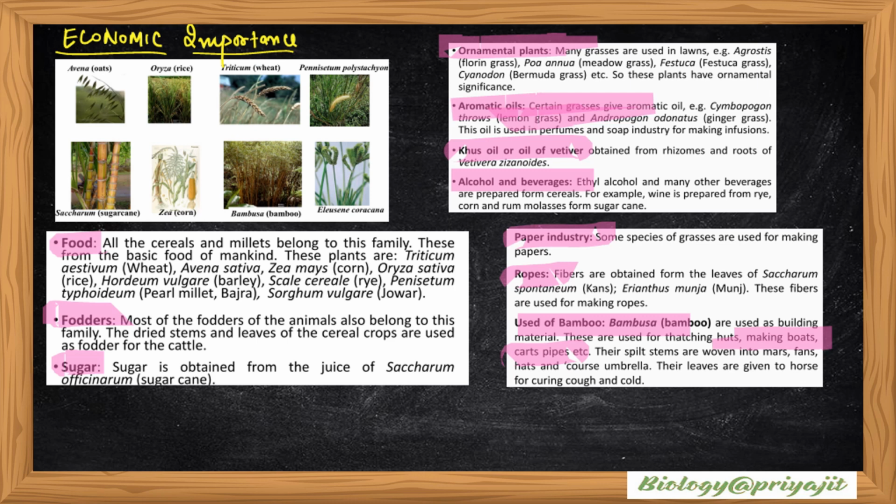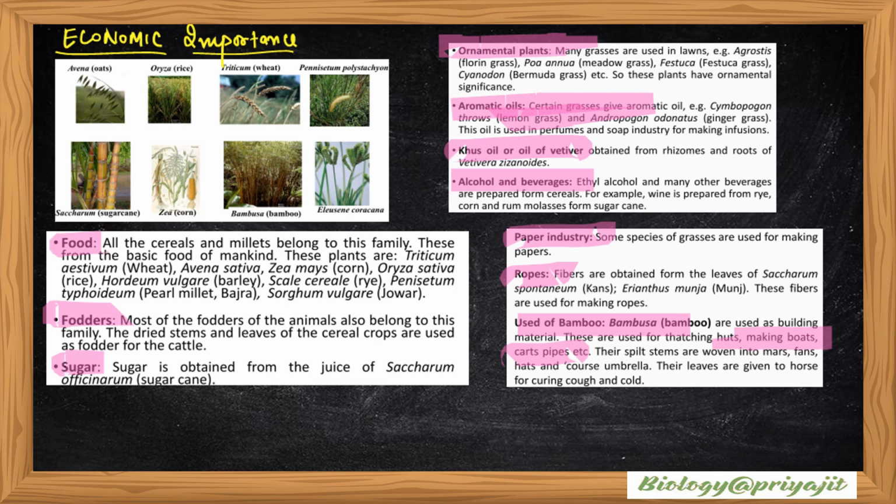Sugar, which is obtained from the juice of Saccharum officinarum, sugarcane. Ornamental plants, many grasses are used in lawns, like Agrostis, Florin grass, Poa annua, meadow grass, Festuca grass, Cynodon, Bermuda grass, etc. So these plants have ornamental significance.